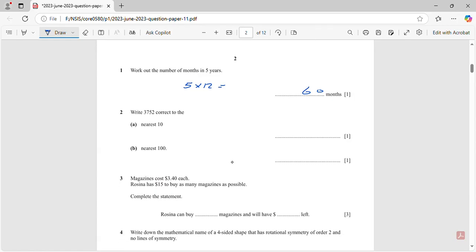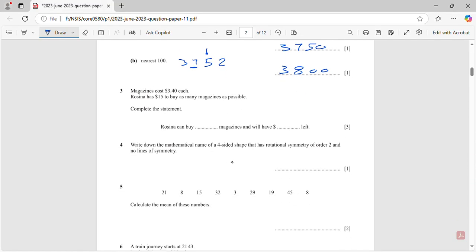For question 2, 3752 correct to the nearest 10. Where is the 10? The 10 is represented by the 5. I will look at the next digit, which is 2. 2 is low, so give it nothing, so it will be 3750, right? But to the nearest 100, I will look at the 7. The next digit is high, so it will be 3800. Do you understand this part?